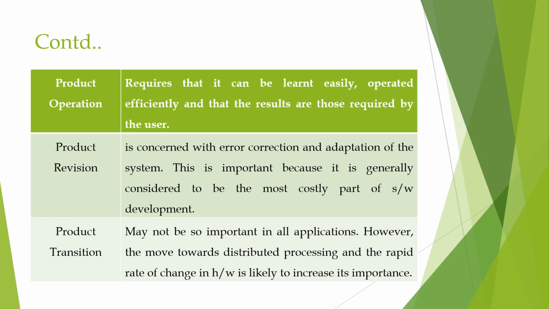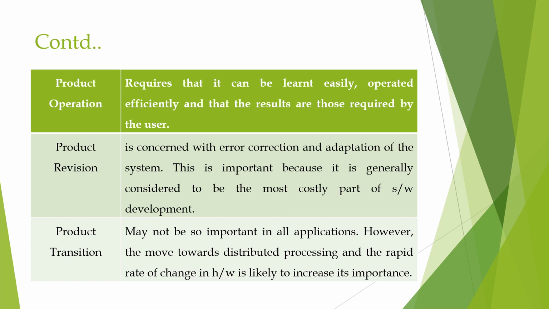First one is what is product operation. Product operation requires that it can be learned easily, operated efficiently, and that the results are those required by the user. So it should produce the results which are needed for the end user. The product operation will have some criteria like correctness, reliability, efficiency, integrity, usability. At the end of the day, the product should operate effectively and it should be easy for the users to handle the product. And the next one is the product revision.